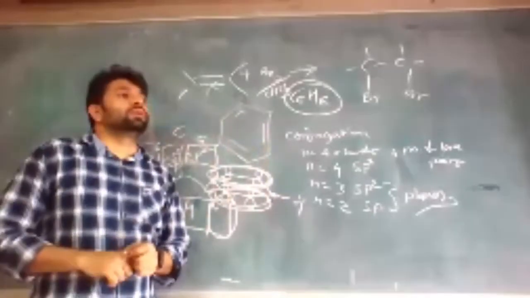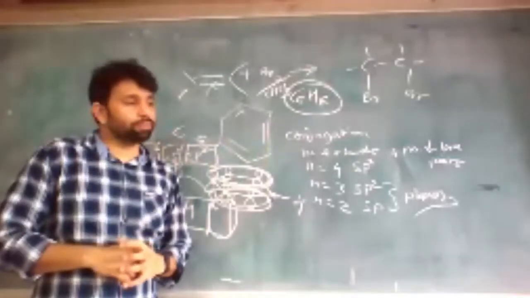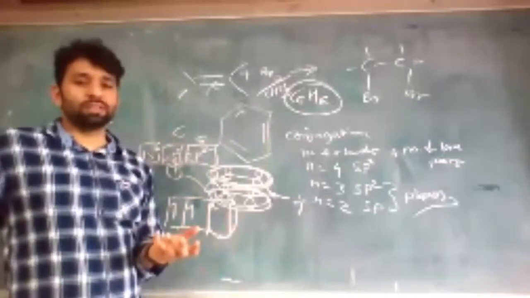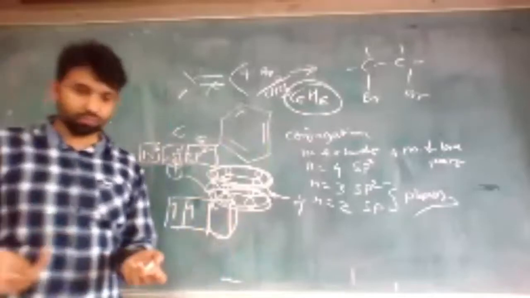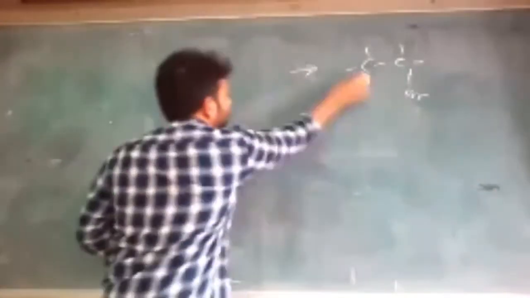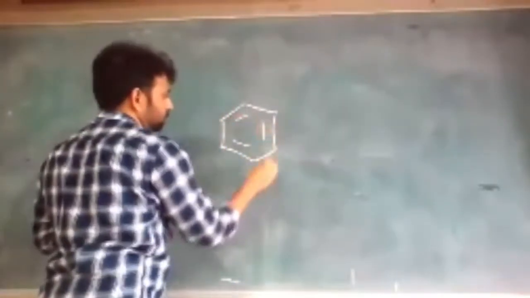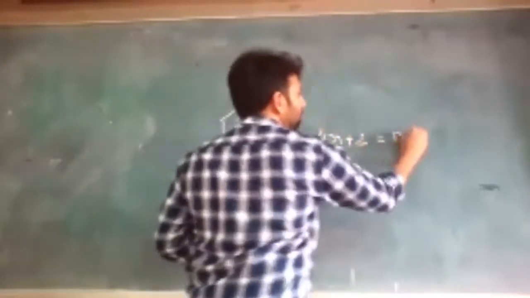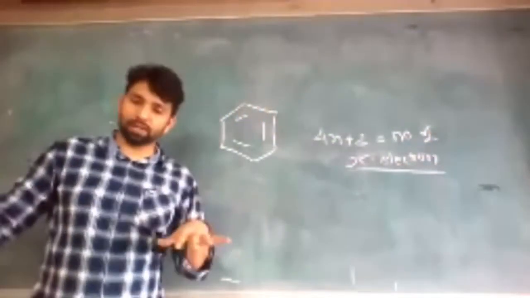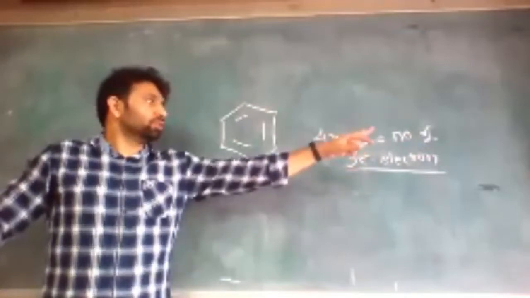Okay, so on the basis of such things, benzene was generally discovered. Now we are moving to the Hückel rule. The Hückel rule is very simple. That is nothing but 4n plus 2. The formula is very simple: 4n plus 2 is equal to the number of pi electrons. You can call it the Hückel rule or Hückel rule, anything, okay? So 4n plus 2 is equal to the number of pi electrons.